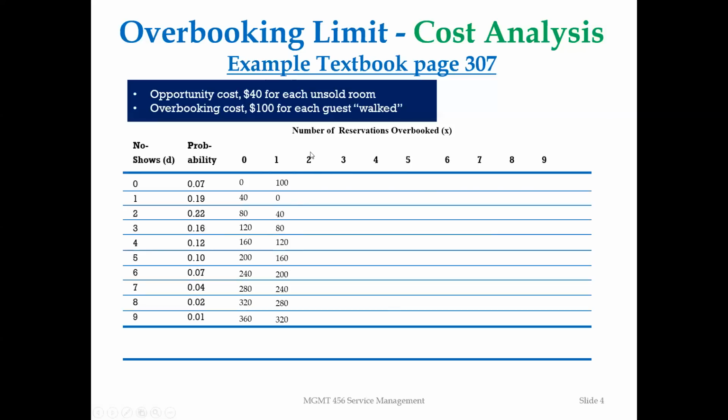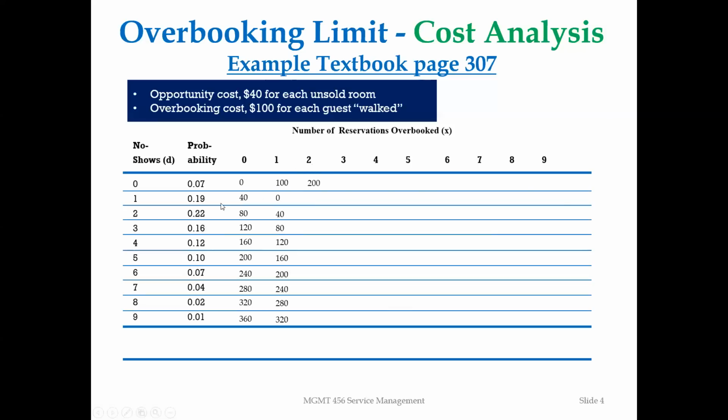So let's do one more column. What if I overbook by 2? I take 102 reservations and everybody shows up. 0 no-show means everybody shows up. Everybody shows up, which means I have to walk 2 customers to a nearby hotel, which represents an overbooking cost of $200 because of 2 customers.